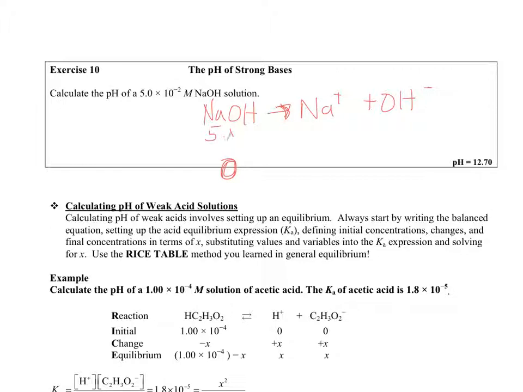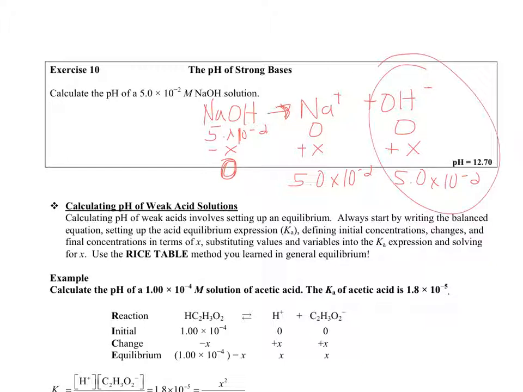So 5 times 10 to the negative 2 would be your initial, 0 for these two, minus x. So we now can see that if 5 times 10 to the negative 2 minus x is 0, then x must be 5 times 10 to the negative 2. Right, so that is our OH.